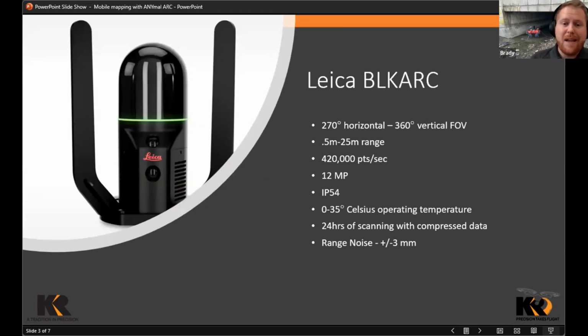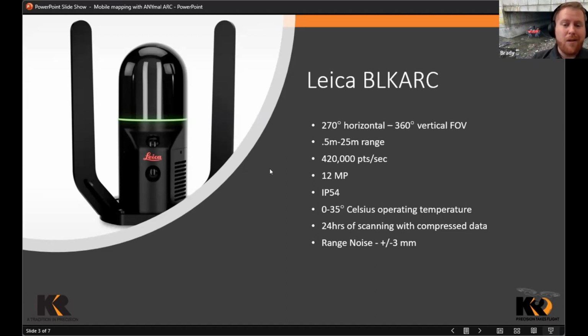Then we also have the BLKARC system from Leica. This has a 270-degree horizontal and 360-degree vertical field of view. So vertically, it's looking up and down at the same time. Horizontally, we have about 270 degrees, so it doesn't scan the back because we don't want to scan our payload on the ANYmal itself. Our effective range is anywhere from about 0.5 meter to 25 meters. I'll show you an example of something beyond that 25-meter range and something that's very, very close. You'll also notice on the picture of the ARC these two little horns sticking out on the side. This is within that 0.5 meter range, so it's not scanning them; it's scanning around them, so they're not stuck in your data.